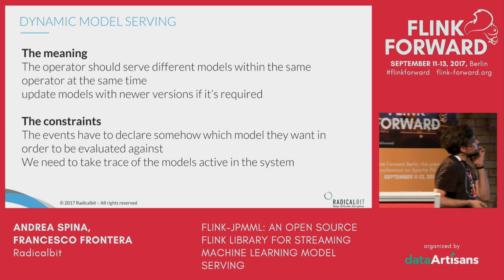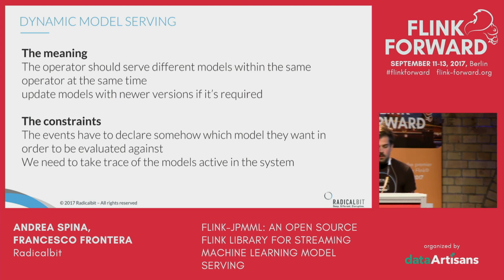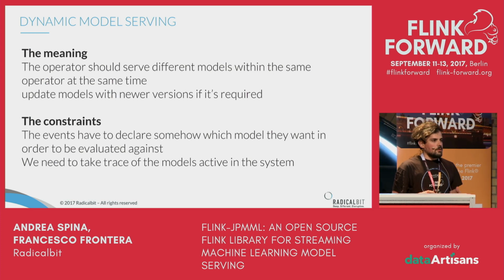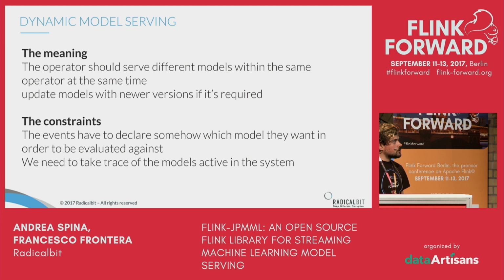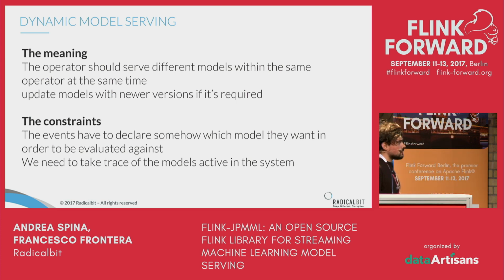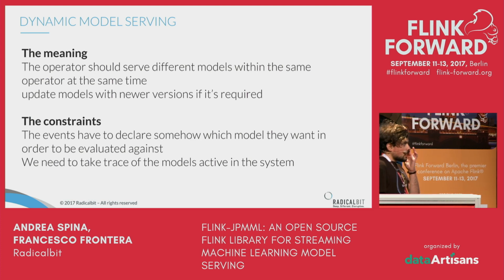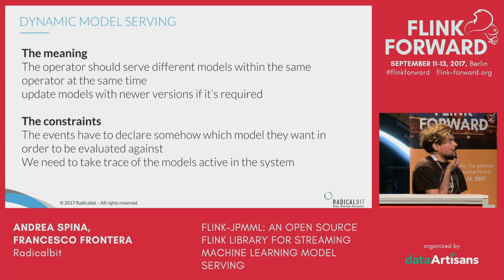So let's try to face the lags which Francesco explained. So basically what we need now is a dynamic behavior of the system, which is quite static by now. So what we need is to keep the Flink-JPMML operator capable to follow the evolving nature of the models. I mean, a machine learning model can be deployed with a first version, and then it can change frequently along the time.